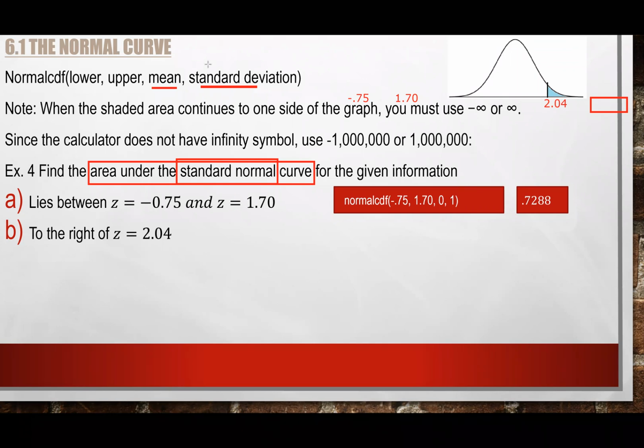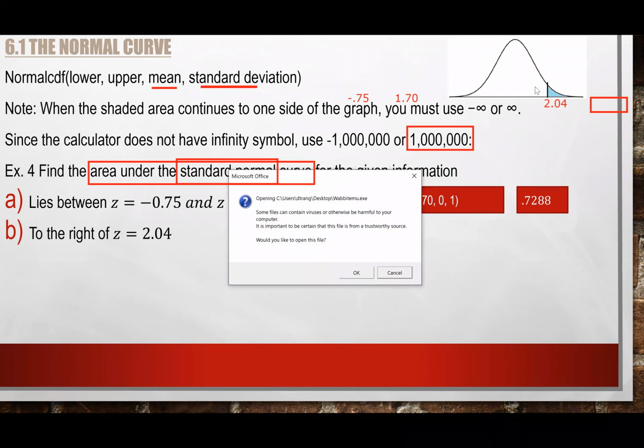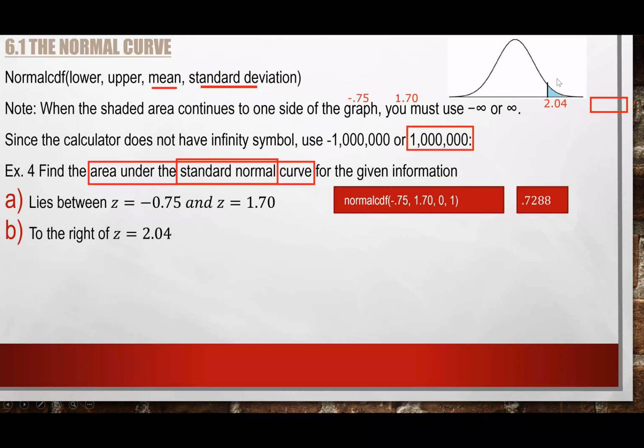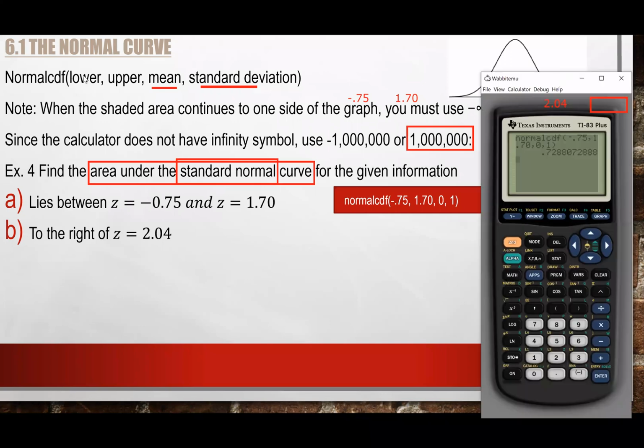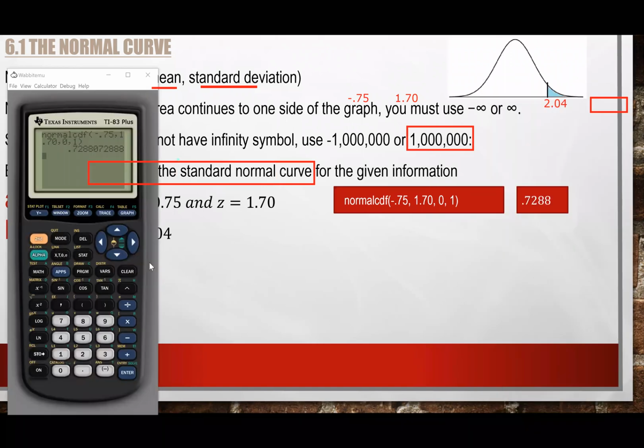So our upper limit, we will use 1 million. That's the idea of the shaded region. The shaded region tells me to identify my endpoint. I can identify my endpoint in terms of the lower limit.